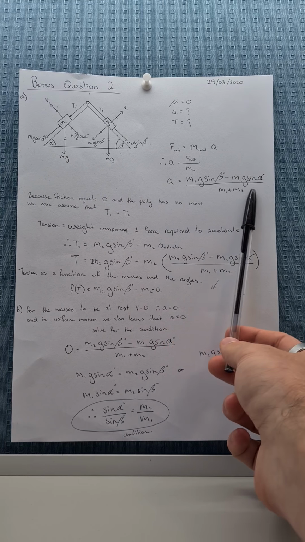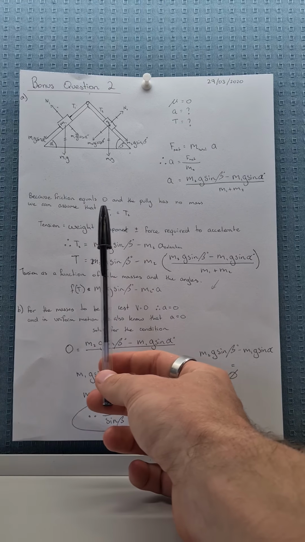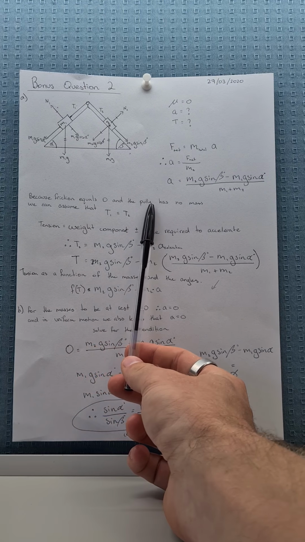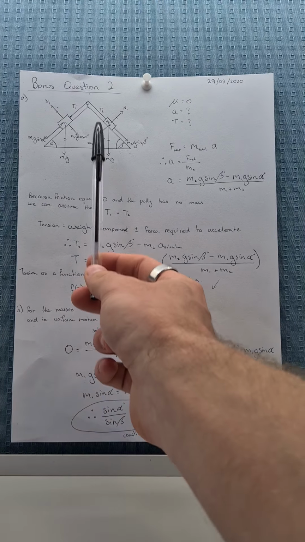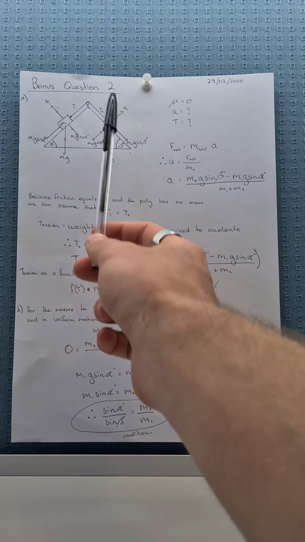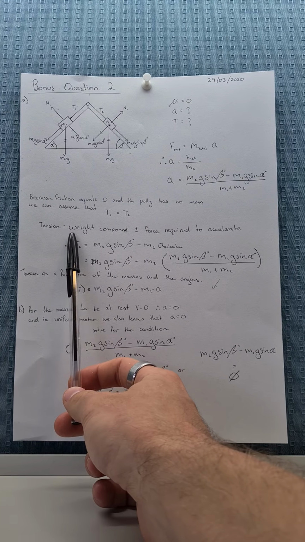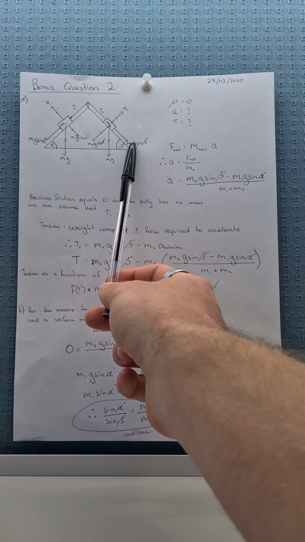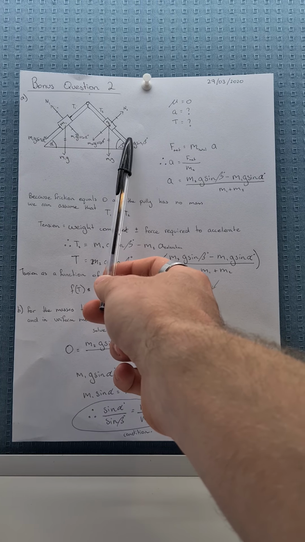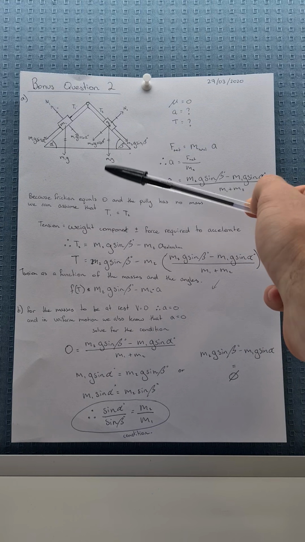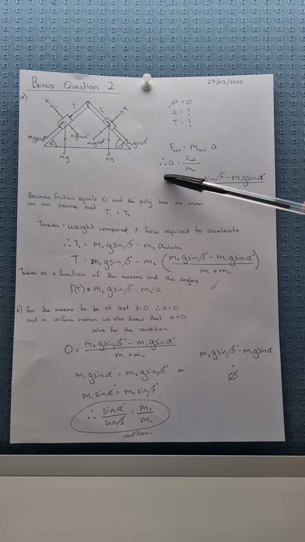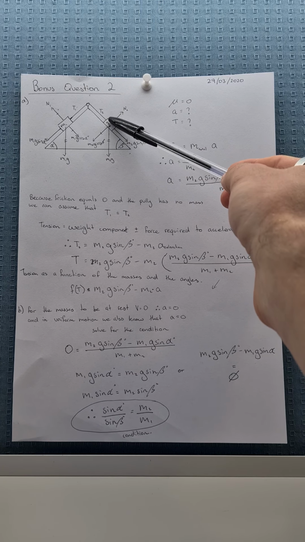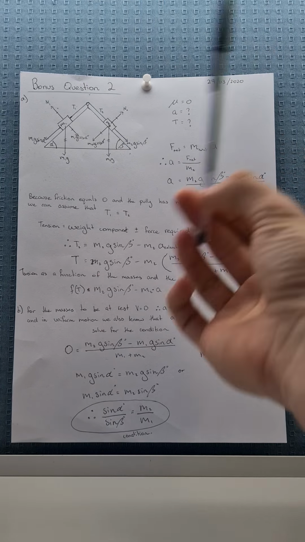So that's acceleration. And to find T, because we know that friction equals 0 and the pulley has no mass, we can assume that T1 equals T2, the same. Tension is the weight component, so m2 g sine beta minus the force required to accelerate, so mass times acceleration. And we just use T2 for this example.